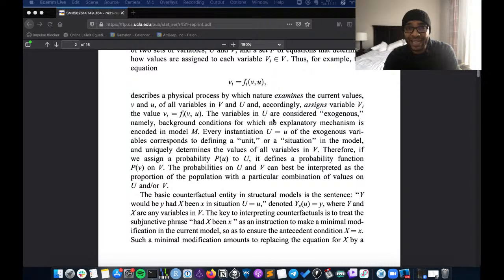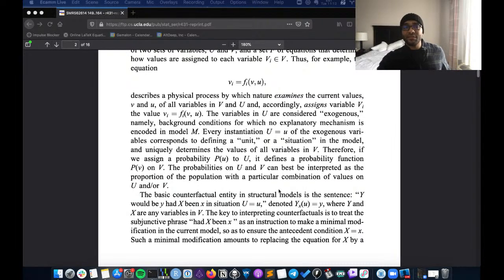The variables in U are considered exogenous, namely background conditions for which no explanatory mechanism is encoded in the model. Every instantiation U = u of the exogenous variables corresponds to defining a unit, in the sense of what a statistician would call an experimental unit or a unit of observation, or a situation in the model, and uniquely determines the values of all variables in V. Therefore, if we assign probability P(u) to U, it defines a probability function on V.